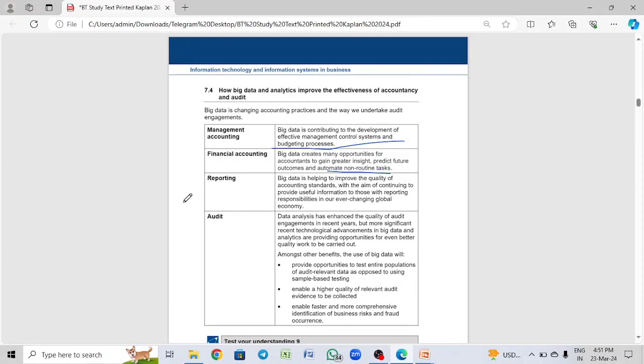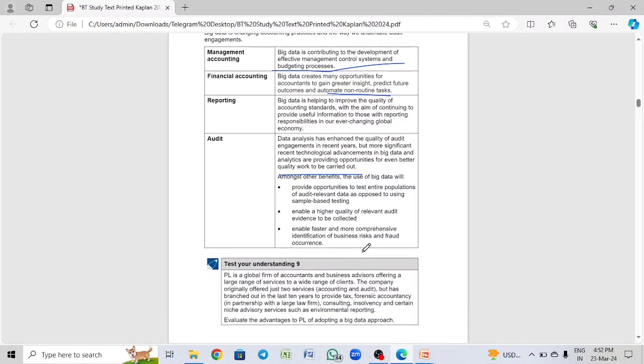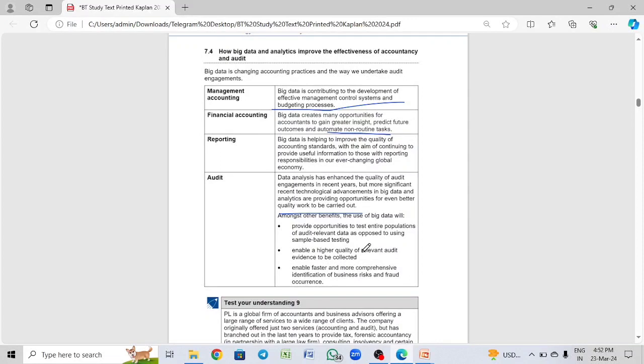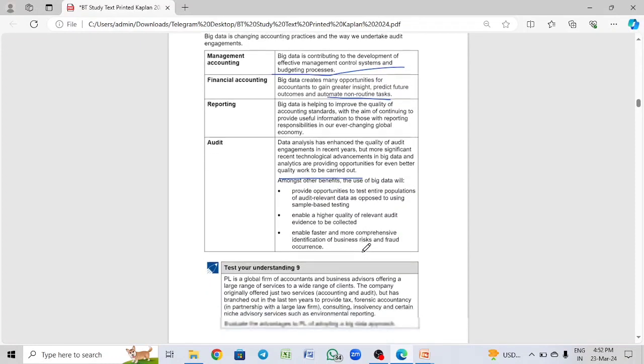And how does it help in audit? Data analysis has enhanced the quality of audit engagement in recent years, but more significant recent technological advancements in big data and analytics are providing opportunities for better quality of work to be carried out, right? It's not an important topic, we just need to have a clear understanding of how big data helps in what fields.